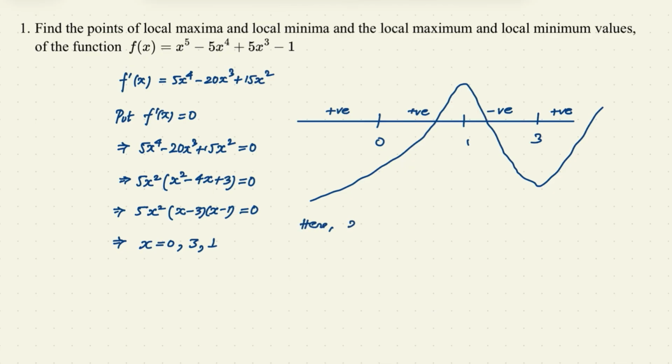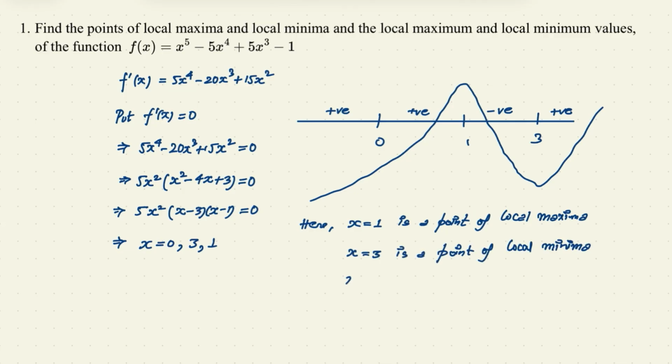So here x equals 1 is a point of local maxima, x equals 3 is a point of local minima, and x equals 0 is a point of inflection. So this is one part of the question. Now we have to find the local maximum values and local minimum values. For that, we have to put the value of x equals 1 in the given function in order to find the local maximum value.